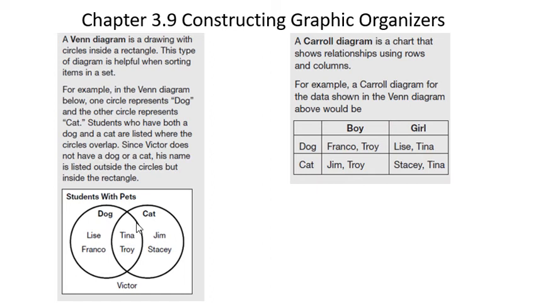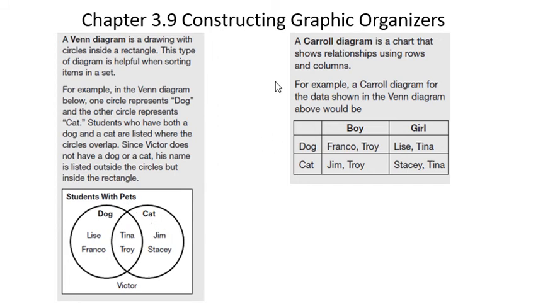Or they have both a cat and a dog. If we put here dog, and instead of saying cat, we put no dog, then there would be nothing in the middle. So that is not how to use a Venn diagram. These two characteristics, these two traits, must be separate traits.